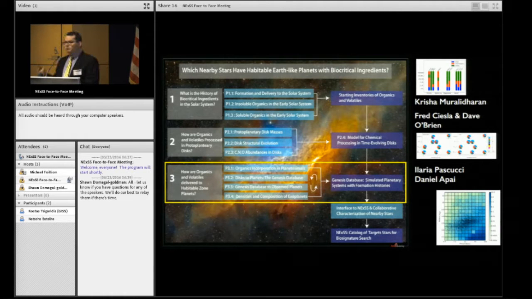We are iteratively comparing the predictions from these simulations to state-of-the-art databases of exoplanetary systems, in part derived from the Kepler Database, and also to observations of specific systems, transiting planets, where we can learn quite a bit more about the composition and properties of the planets themselves. So a direct product of this process will be the Genesis database that will be available to the entire community, but earlier versions will be made available to the NExSS community too.